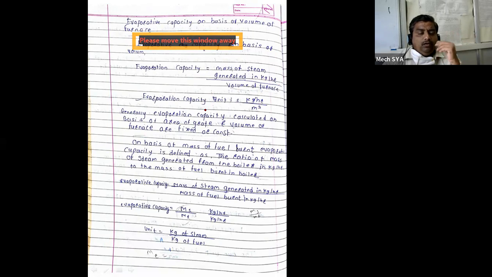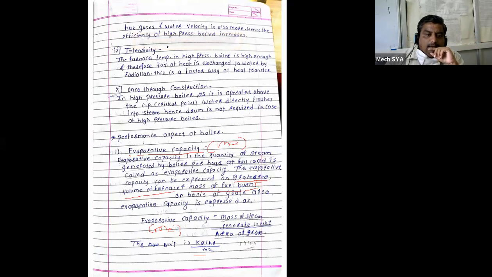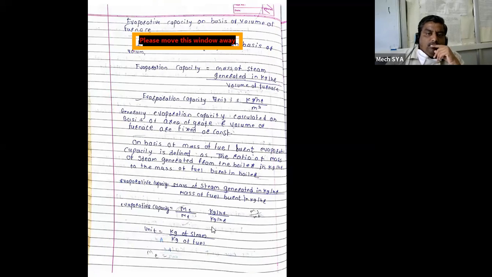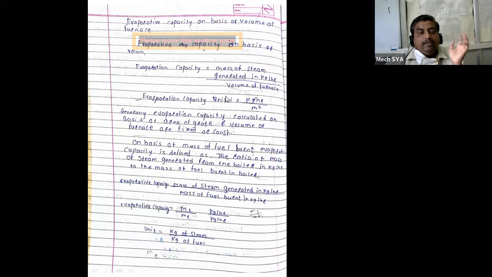The grate area is the grate on which we are burning the fuel, and volume of furnace is the total entire combustion chamber volume. So per meter cube of volume of furnace, how much steam is generated, that is the evaporative capacity on the basis of volume of furnace. And on the basis of grate area, per meter square of grate area, how much steam is generated from the boiler in kg per hour.